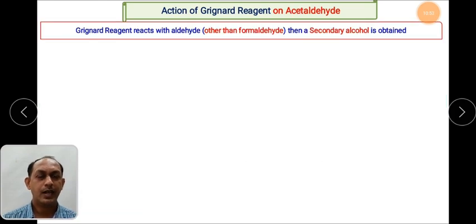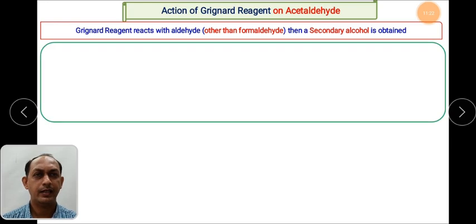Now let us take another aldehyde, that is acetaldehyde, and the action of Grignard reagent on it. So let us go through this particular line. Grignard reagent reacts with aldehydes other than formaldehyde. They give secondary alcohol as a product. So what you understood: if you want to prepare a secondary alcohol, you must start with acetaldehyde and Grignard reagent. Let us see the reaction.